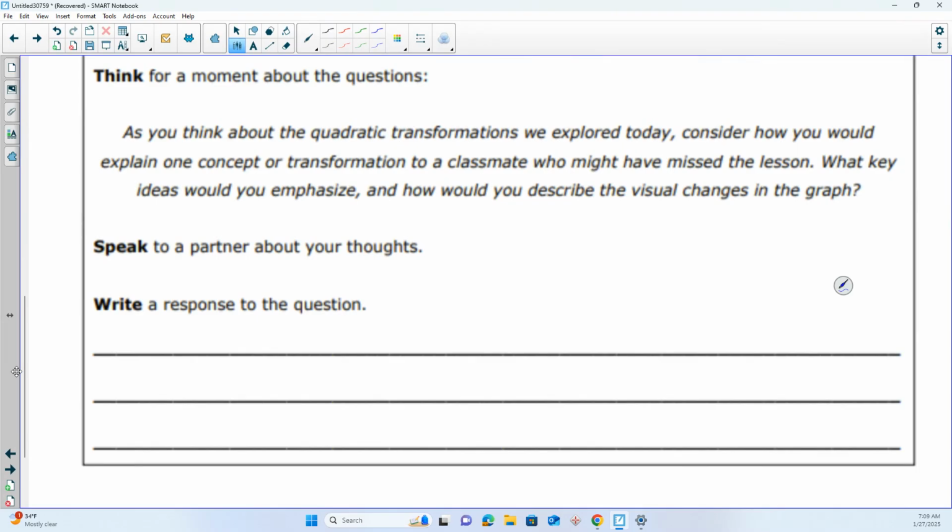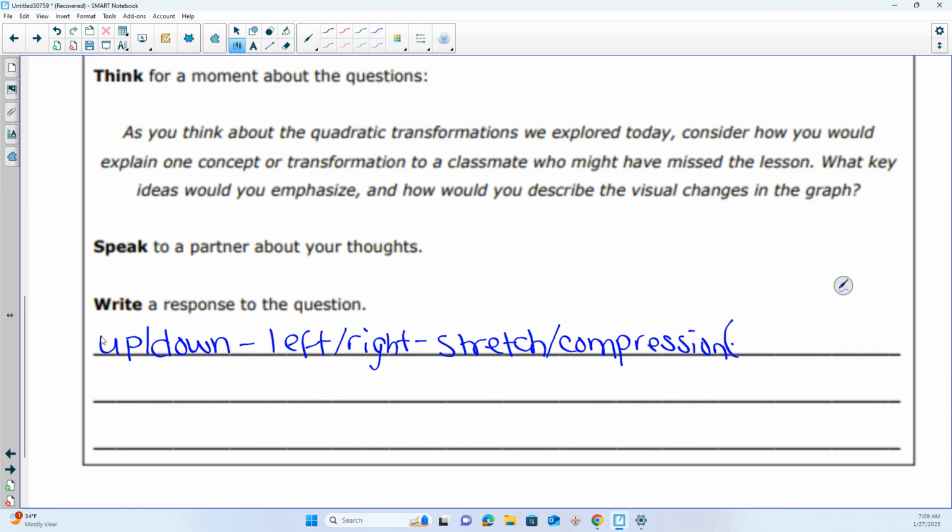what key ideas would you emphasize and how would you describe the visual changes of the graph? It's going to be a shift up or down. It's going to be a shift left or right. It's going to be a stretch or compression, stretch or compress, which is narrow or wider. And it's also going to do a flip or reflection, either way. And those are the things that we need to know about quadratic transformations.